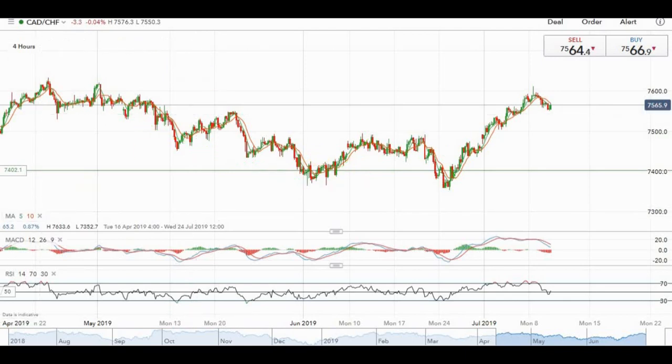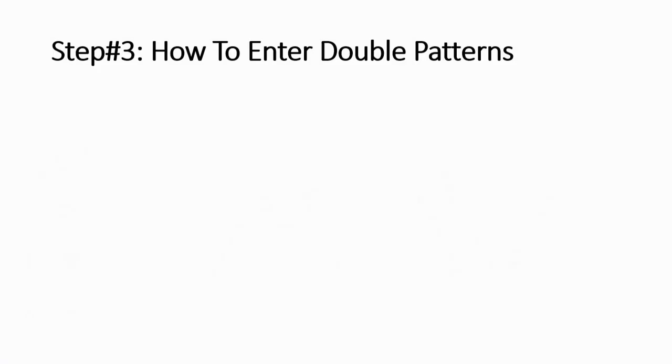So whilst understanding how to identify these patterns is absolutely crucial, understanding how to enter and trade them is absolutely critical, because getting it wrong can really lead you to getting stopped out prematurely and needlessly losing money. So that brings us on to step 3, which is how to enter double patterns.